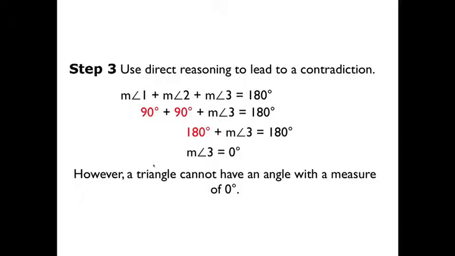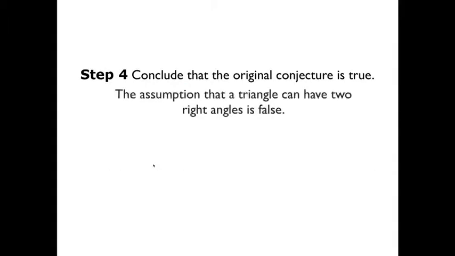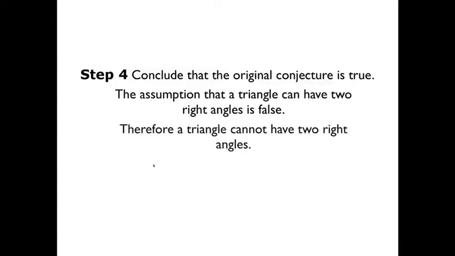Therefore, it's not a triangle. We found a contradiction, so we know that we cannot have two angles that measure 90 degrees because that forces the third angle to be 0. So we are able to make our conclusion that the assumption a triangle can have two right angles is false, so we now can say that two right angles cannot exist in the same triangle.